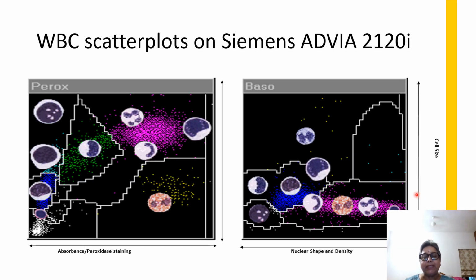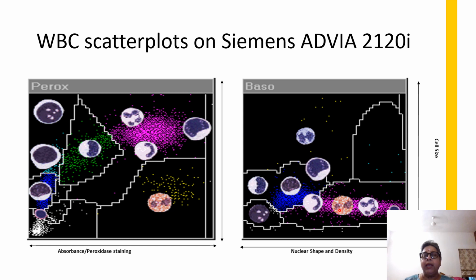These are again the WBC scatter plots. This is a normal scatter plot where eosinophils, the neutrophils, monocytes, the NRBCs, lymphocytes, blasts and large lymphoid cells are present over here, and similarly on the basophil scatter where you have, this is the cell size versus the absorbance of light based upon the staining by peroxidase, and here it is the cell size which is plotted against the nuclear shape and density, or rather the complexity of the nucleus or the lobularity of the nucleus. So you can use any parameter, any two parameters, and plot them to get a scatter plot.